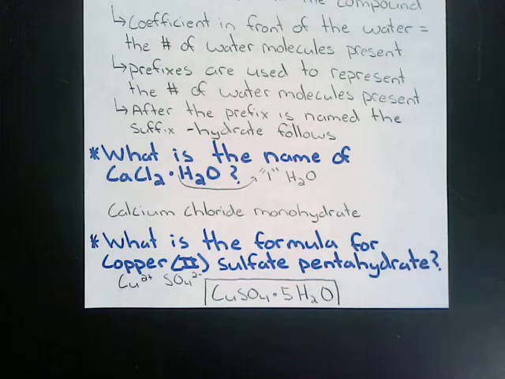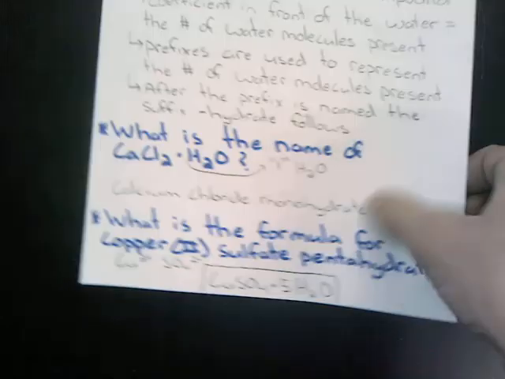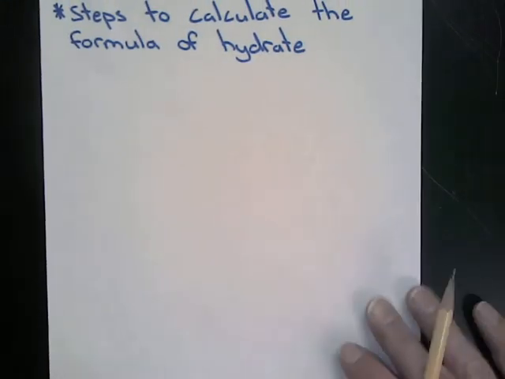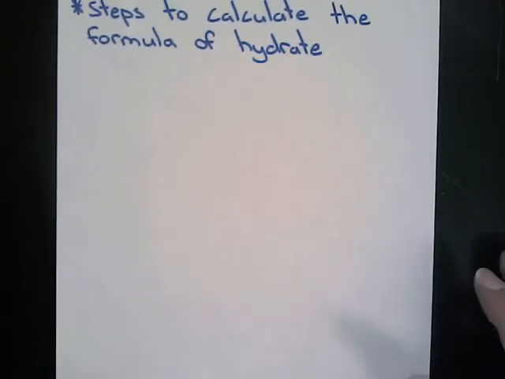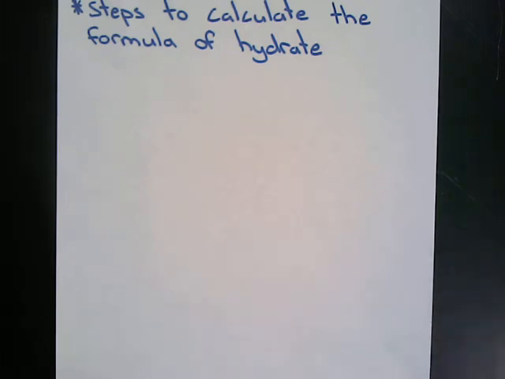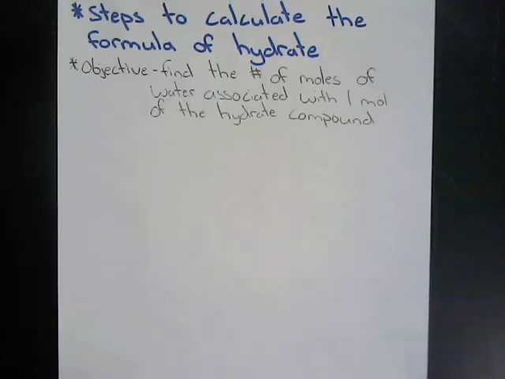We can calculate the formula of the hydrate. The steps to calculate the formula of the hydrate are as follows. Step number 1, you need to determine the formula of a hydrate by finding the number of moles of water associated with 1 mole of the hydrate. So that's our objective: find the number of moles of water associated with 1 mole of the hydrate compound.